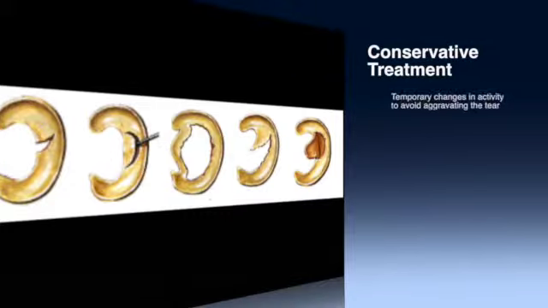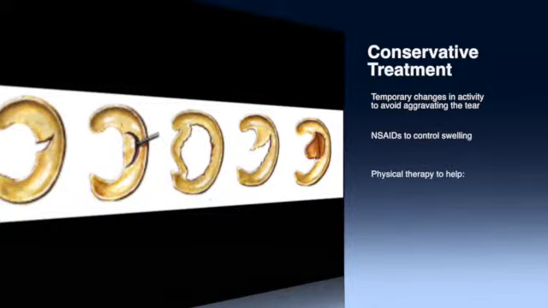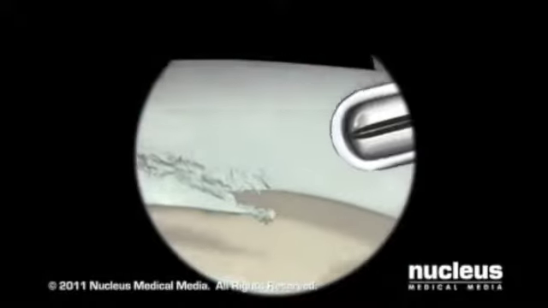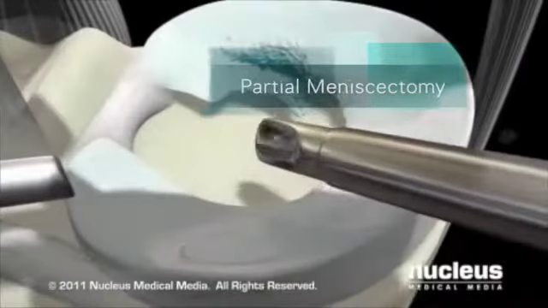Detecting a tear is the first step, but there are different types of tears that will lead to different interventions. Location and severity will determine if surgical or non-surgical means of treatment will be utilized. At first, conservative approaches may help to improve pain. These interventions consist of temporary changes in activity to avoid aggravating the tear, NSAIDs to control swelling, and physical therapy to help quad strength, edema reduction, and neuromuscular control. If pain persists, surgery might be the better option depending on the patient and their goals.